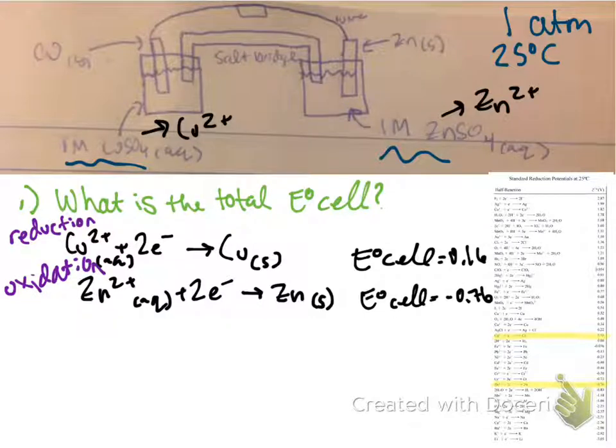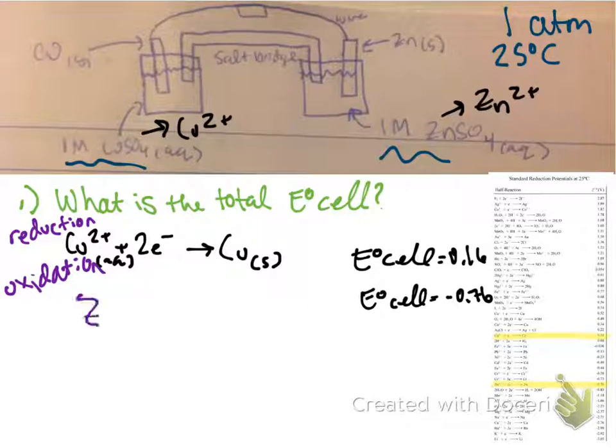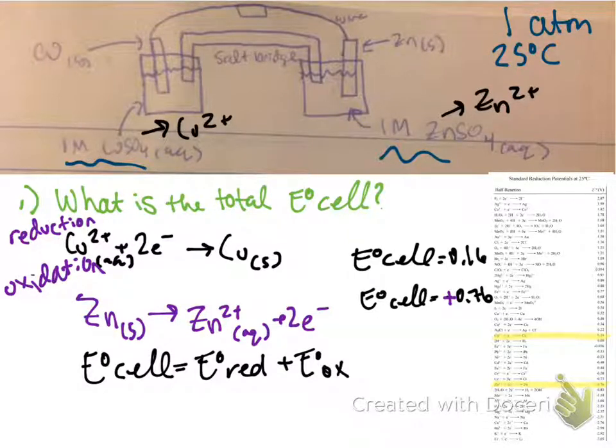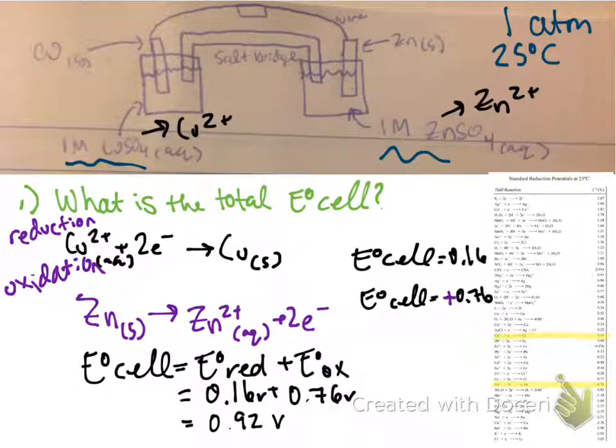And now with our zinc, it's not in the right format because that's still in reduction format. So we need to flip the equation around and change it into oxidation. And with that, we also have to change the sign from -0.76 to +0.76. So now we can write our equation, which is E cell equals the E of reduction plus the E of oxidation. And we can plug in our values and we get our answer. And we need to keep in mind that our standard potentials are always going to be in volts. So our answer is 0.92 volts.